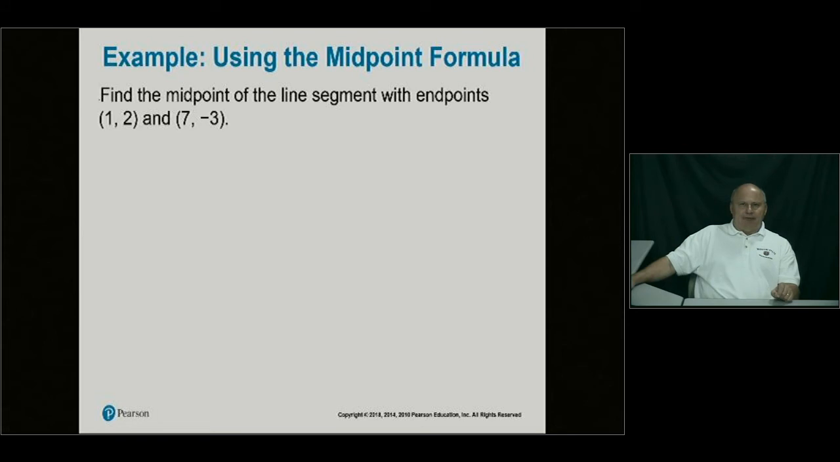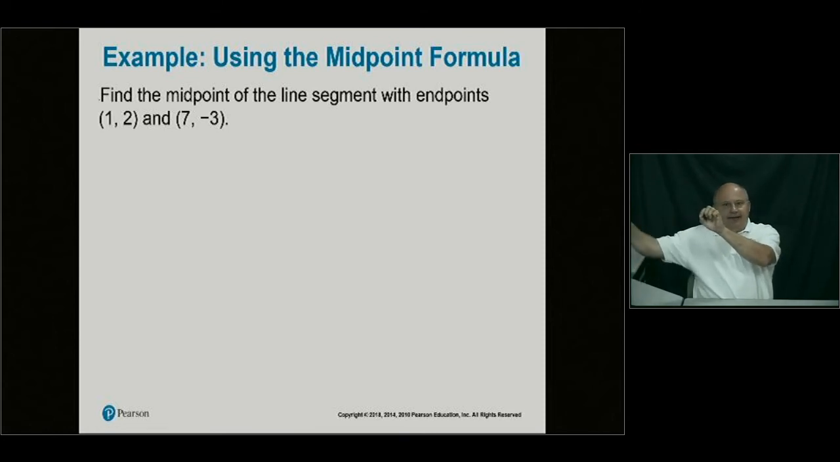So let's look at an example of this. Using the midpoint formula, find the midpoint of the line segment with endpoints (1, 2), which is in the first quadrant, and (7, negative 3), which is over there in the fourth quadrant. So you have the point (1, 2) in the first quadrant and (7, negative 3) down in the fourth quadrant, and you draw a line segment that connects those two ordered pairs.